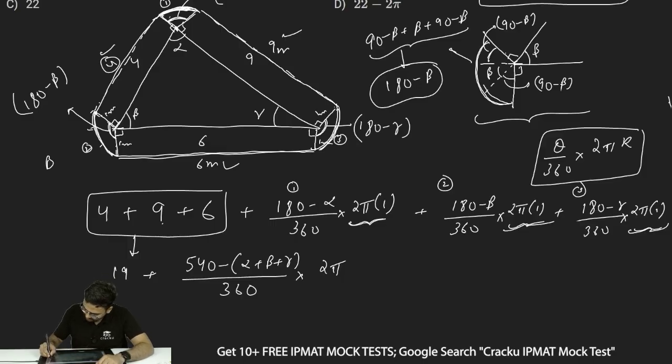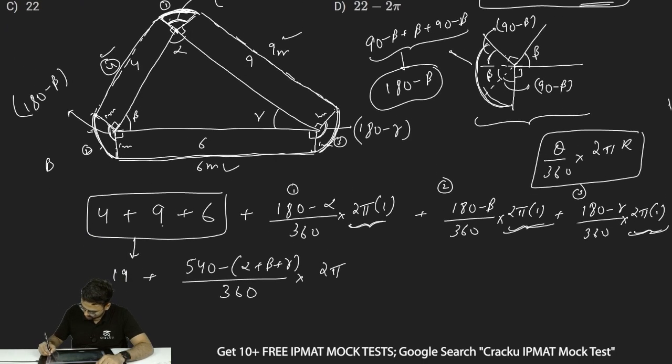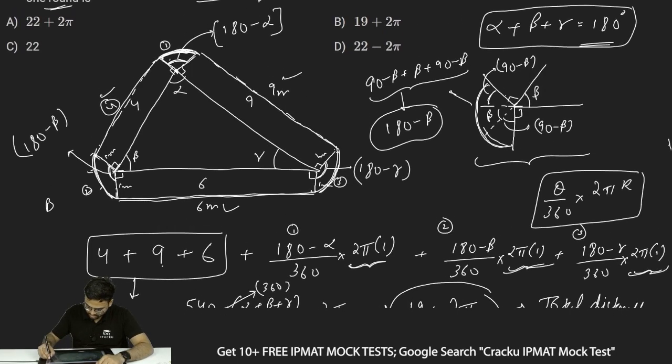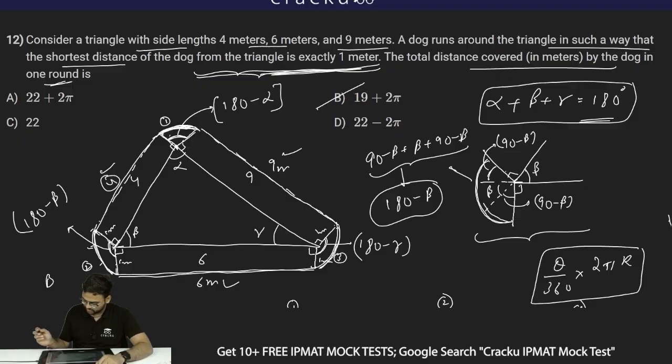Alpha plus beta plus gamma is what? This is 180 degrees. So 540 minus 180 is 360. So this is equal to 19 plus 360 by 360, and 360 by 360 will be 1. So 19 plus 2 pi. So this is the total distance covered by the dog, and therefore option B, which is 19 plus 2 pi, will be the correct answer.